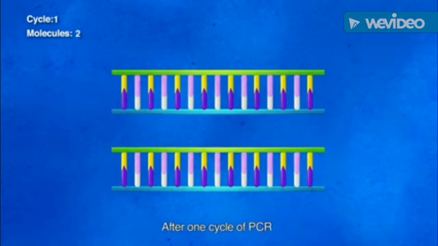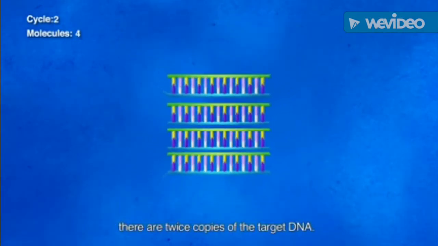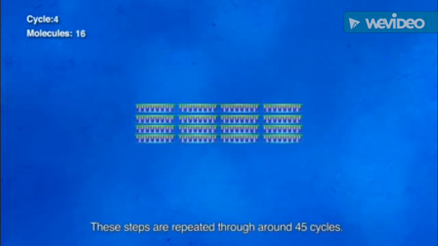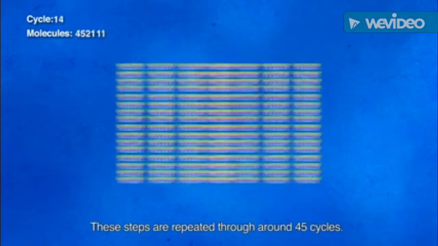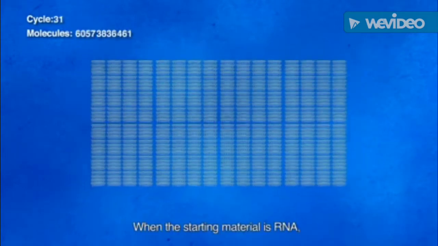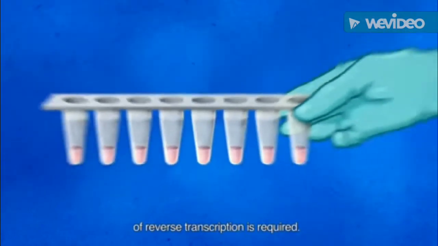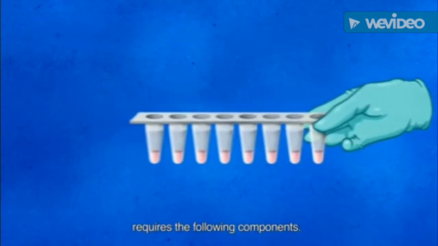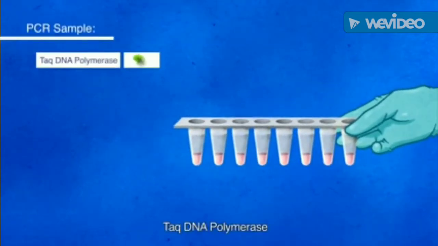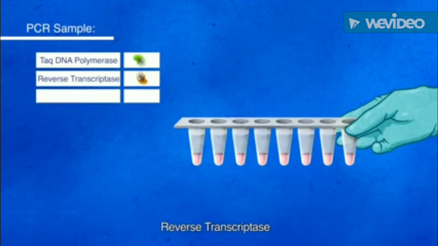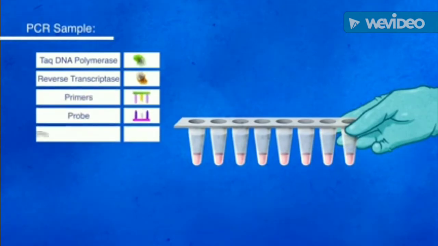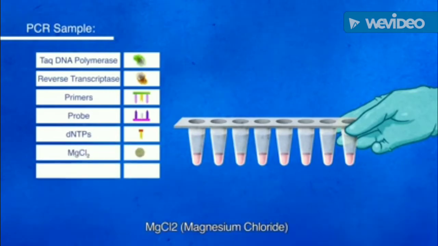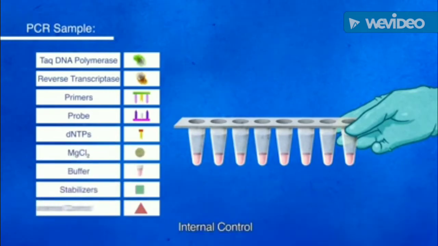After one cycle of PCR, there are twice the copies of the target DNA. These steps are repeated through around 45 cycles. When the starting material is RNA, one additional first cycle of reverse transcription is required. The real-time PCR reaction requires the following components: Taq DNA polymerase, reverse transcriptase, primers, probe, dNTPs, MgCl2, magnesium chloride, buffer, stabilizers, internal control.